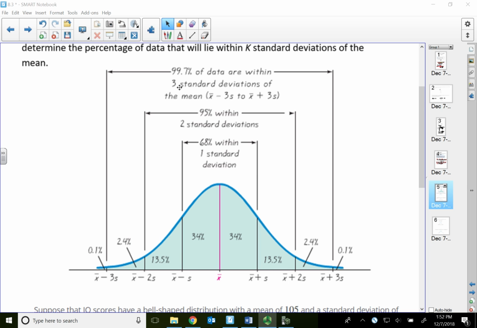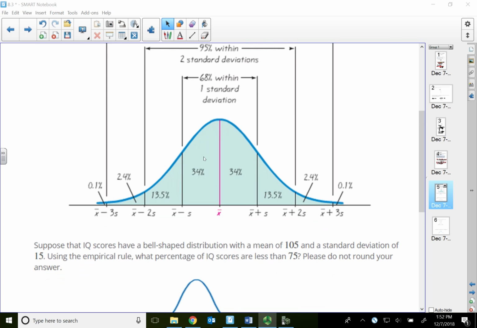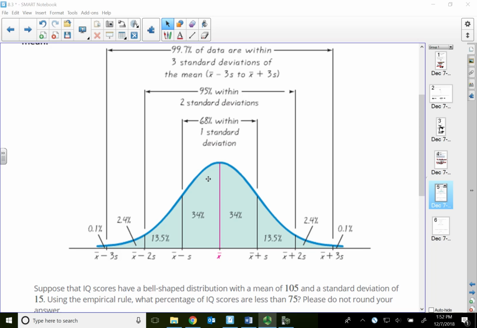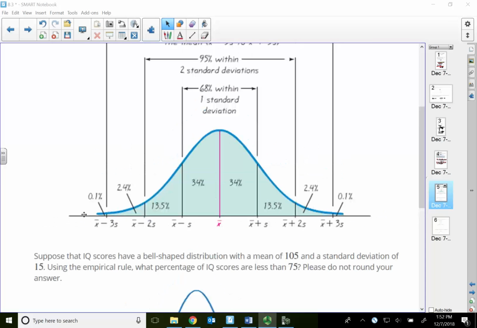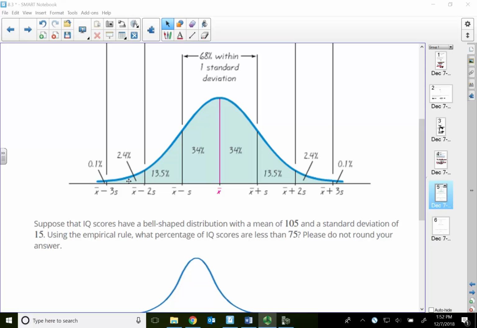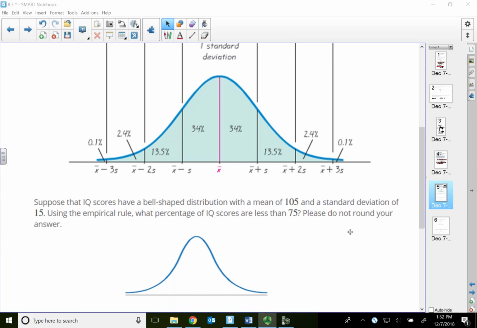If you go out one more standard deviation, from here all the way to here, that should cover 99.7% of data, which is three standard deviations out. So as long as I have a bell curve shape, I can use these percentages to help me answer some of these questions.